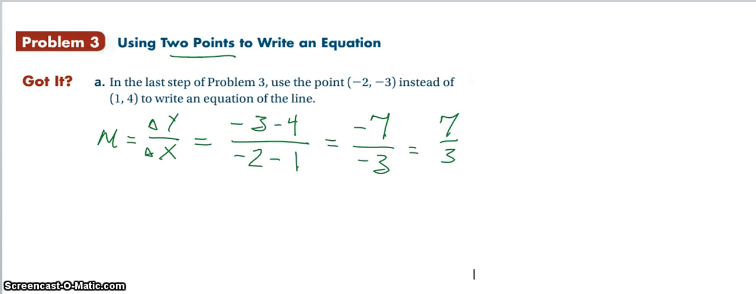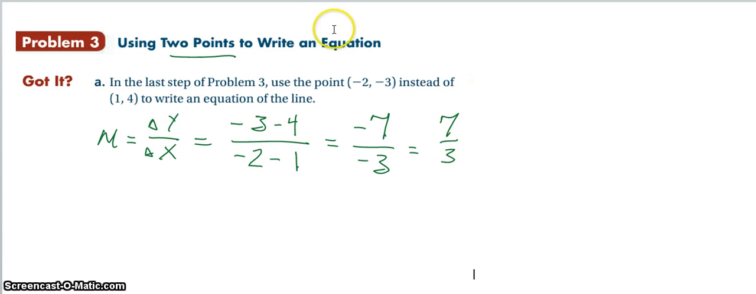Alright, so when I set up delta y over delta x, I take my y2 minus y1. Again, it doesn't matter what order we do this, and I could flip these around and I'll end up with the same slope. And then I take my negative 2 minus my 1. Now pay attention, if my negative 3 comes first, my negative 2 has to come first. If my 4 comes last, my 1 has to come last because they have to agree with each other. So I get a slope of 7/3.